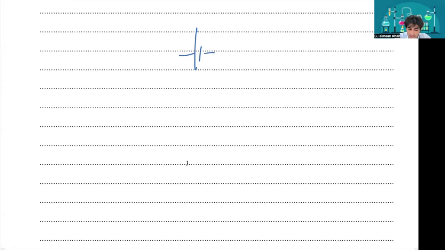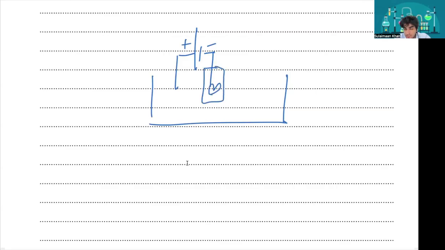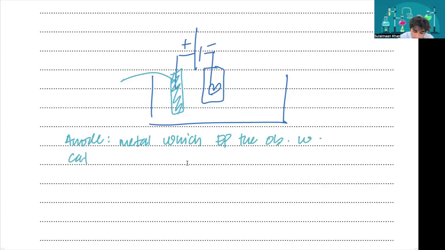If you want to electroplate something, the object that you want to electroplate should effectively be your cathode. Let's suppose I want to electroplate a phone. At the positive terminal, I'll attach the metal. The anode should be the metal which you want to electroplate the object with. The cathode is the negative electrode, and it should be the object.